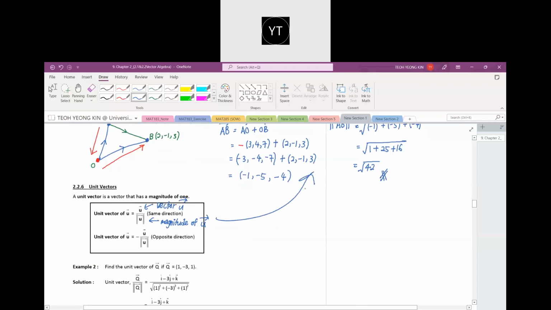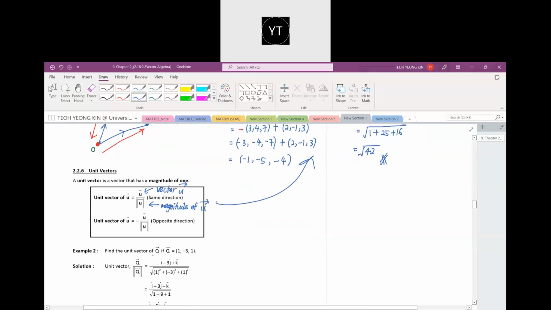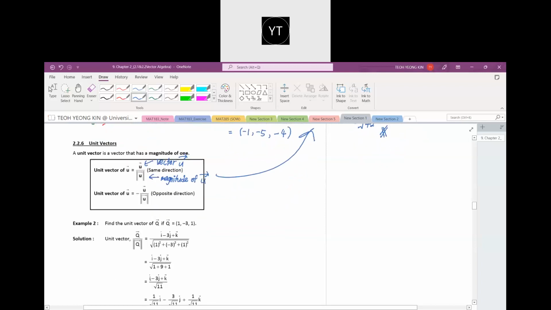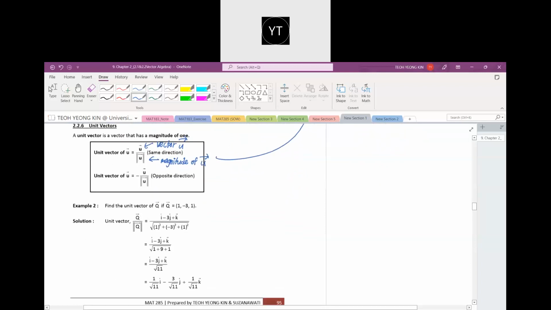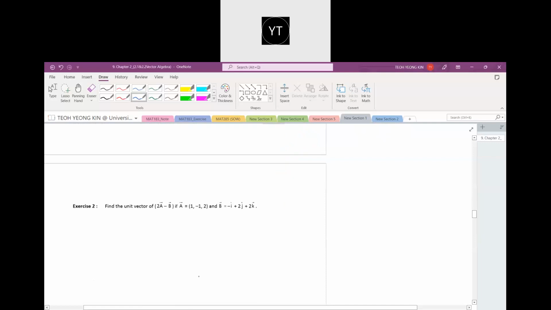Let's say yang ni. Find the unit vector of vector Q, if vector Q is 1, negative 3 and 1. So kat sini saya tukar jadi unit lah. I minus 3J plus K, divided by the magnitude. This is cara kita cari magnitude. So daripada sini, square root of 11. And then pecah jadi 3.